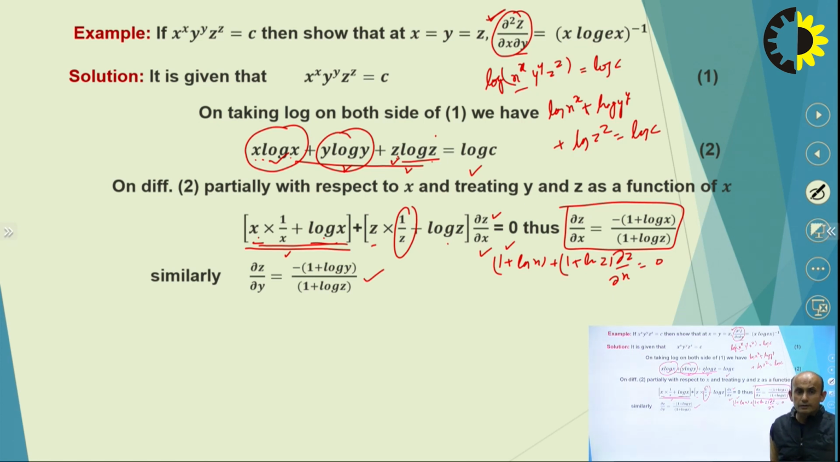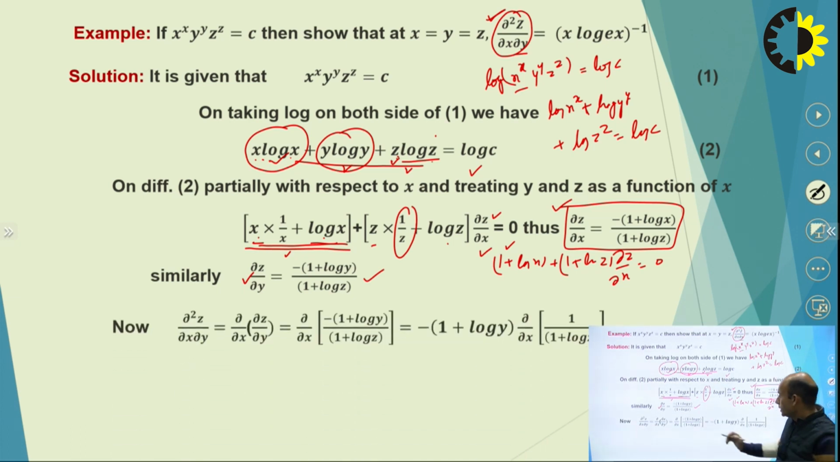But here we have to find del 2z upon del x del y. It means either we differentiate this function with respect to x, or we differentiate that function with respect to y. If we differentiate this one with respect to x, we get del 2z upon del x del y equals del over del x of del z upon del y. It means we have to differentiate minus 1 plus logarithm of y upon 1 plus logarithm of z.